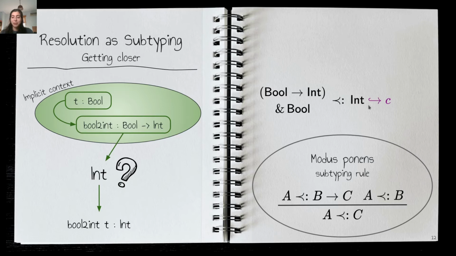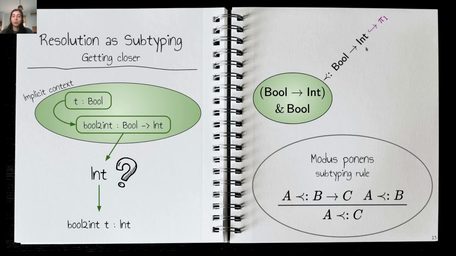So, for example, if we look at the left-hand side of this subtyping judgment as the type of an implicit context, then by projecting on the first component, we get a bool to int function. By projecting on the second component, we get a boolean, and then by applying the extracted bool to int function to the extracted boolean, we get the integer just as resolution did on the left.